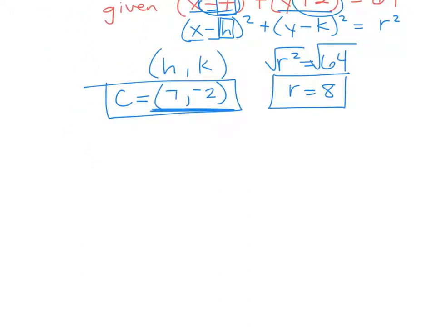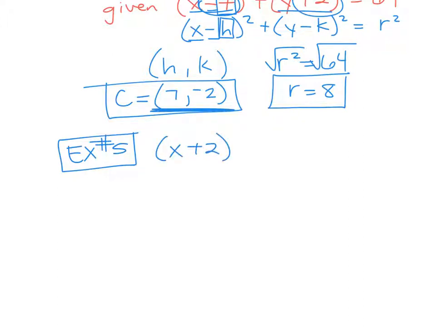Last one. This one is just another one that we're then going to graph doing this same thing. So let's say this is your equation: x plus 2 squared plus y minus 1 squared equals 9. What is my center of this circle? Negative 2, positive 1. Right, so opposite of what it looks like, negative 2, positive 1.